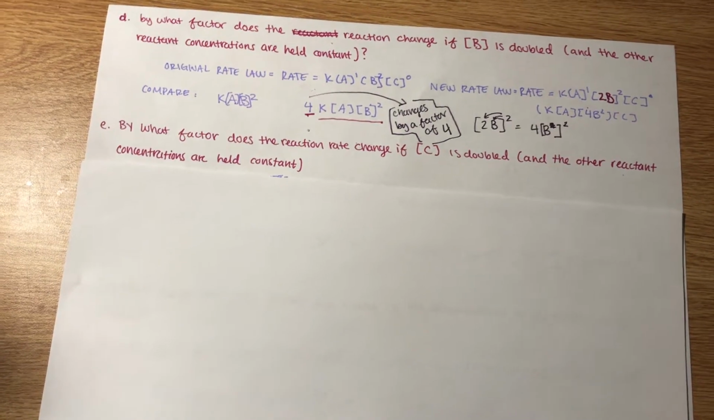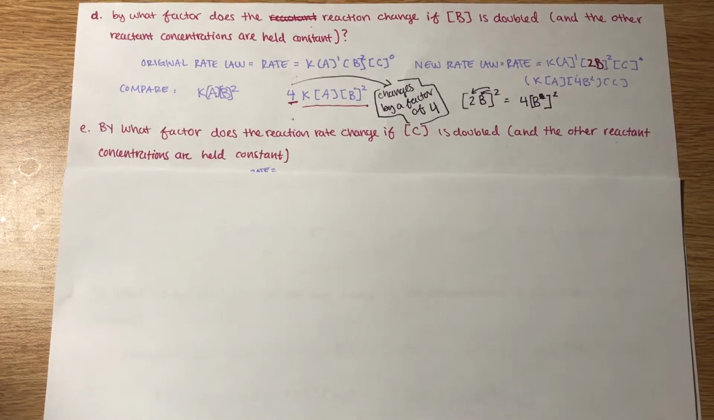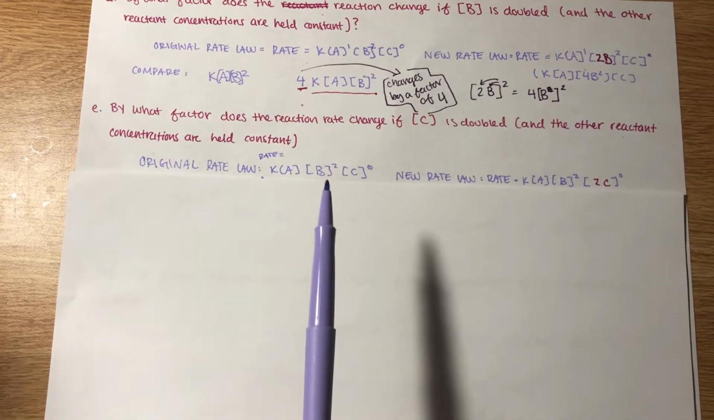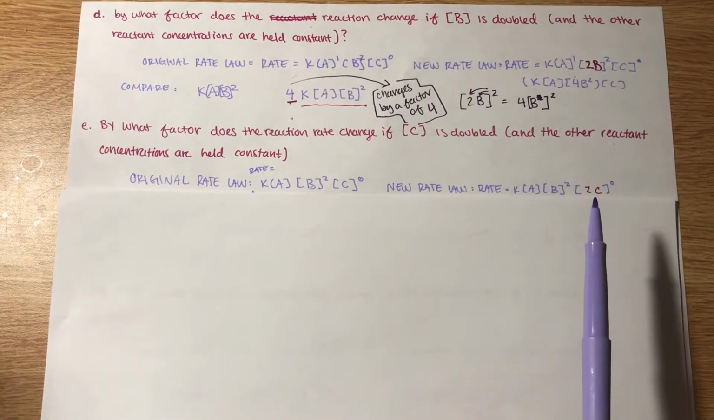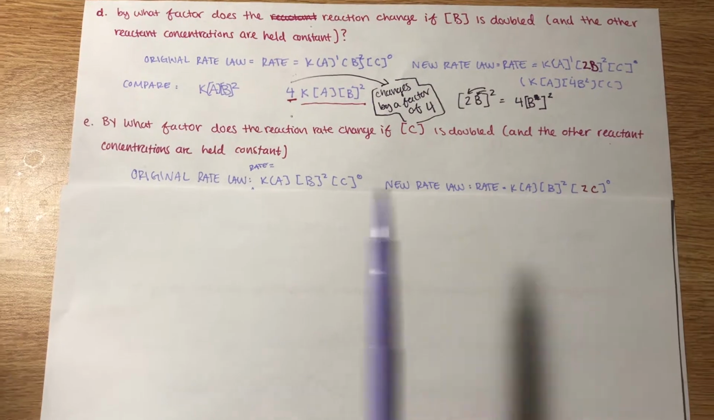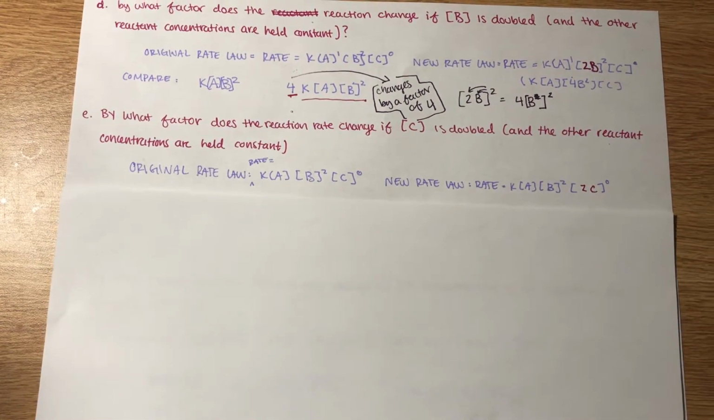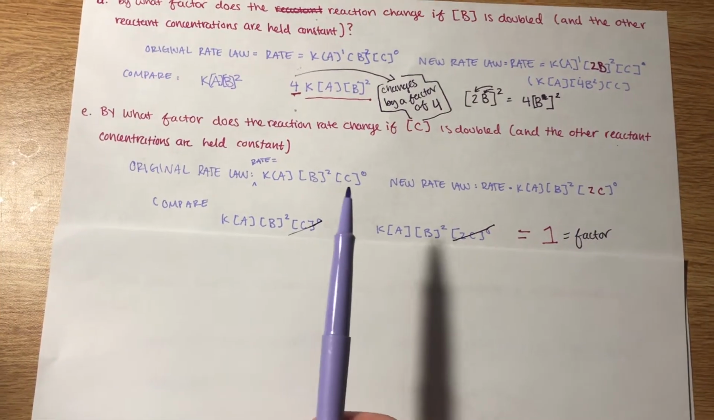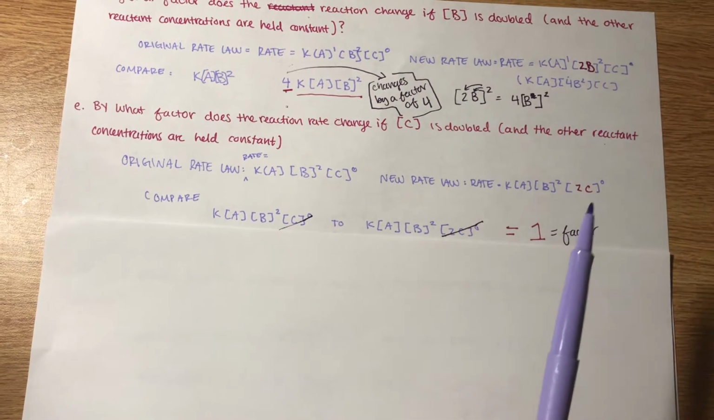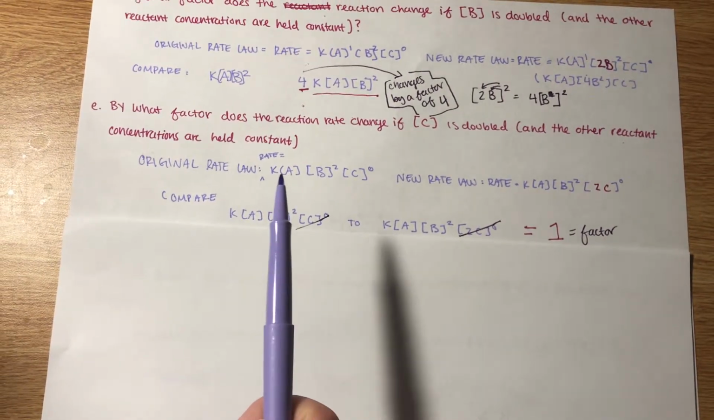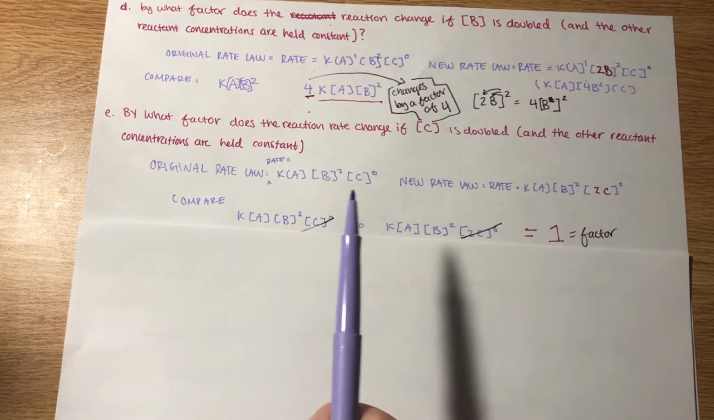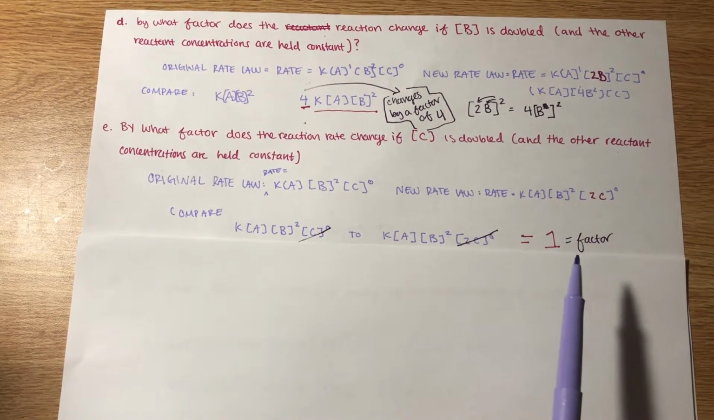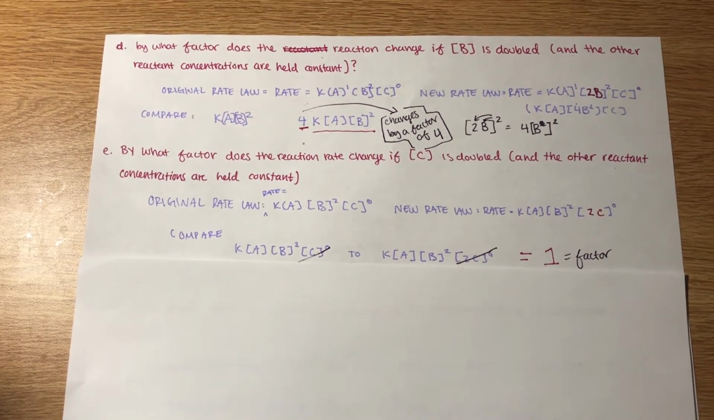E. By what factor does the reaction change if the concentration of C is doubled and the other reactant concentrations are held constant? Your original rate law, again, is from part A, and you compare it to a new rate law where you substitute 2C in because the concentration of C is doubled for your original C. It's important here to know that anything to the 0th power is equal to 1. So no matter whether it's C to the 0th power or 2C to the 0th power, you're basically multiplying k, concentration of A, concentration of B squared by 1 in both equations. Therefore, both equations are the same, and you're multiplying it by a factor of 1. The reaction rate does not change.